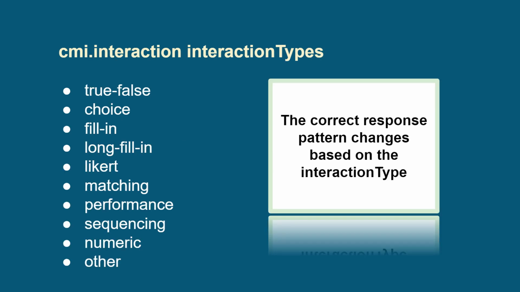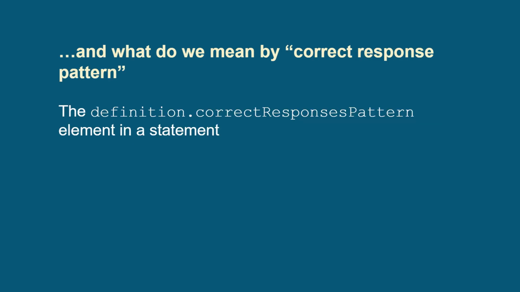So we talked about this before. There are a lot of different types of CMI interactions, and just like all of the other things we've been talking about, the correct response pattern changes based on the different interaction type. For example, the correct response pattern is different on a true-false question than it is on a Likert or a matching question. So what do we mean by that correct response pattern? There's a particular element in an activity's definition.